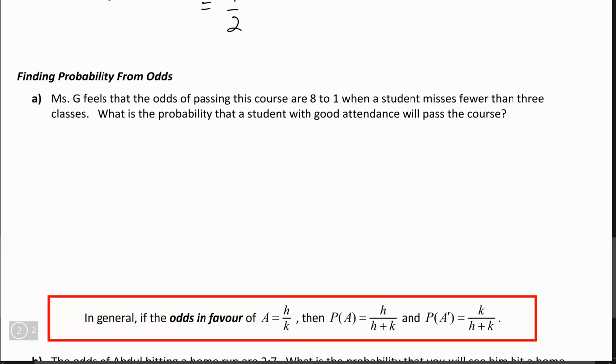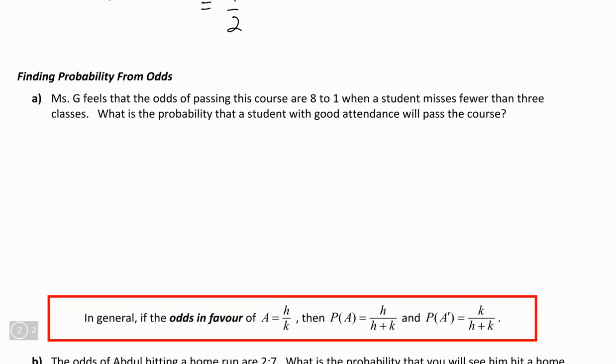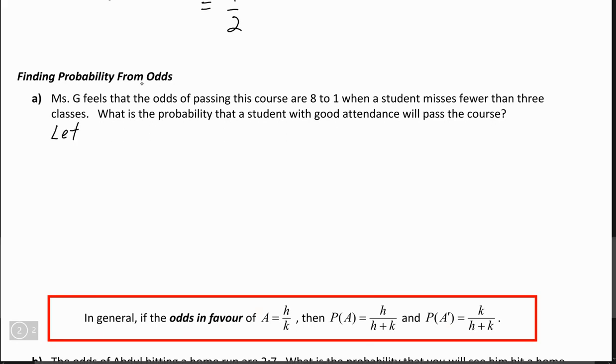All right, so finding probability from odds. Here's how you work backwards. Miss G feels that the odds of passing this course are 8 to 1 when a student misses fewer than 3 classes. What is the probability that a student with good attendance will pass the course? So again, define your event. Let A be passing the course.